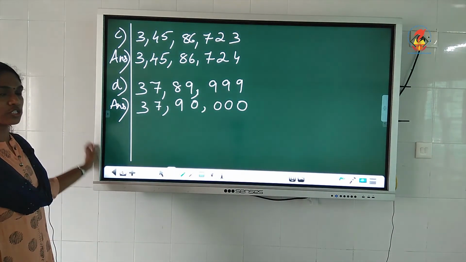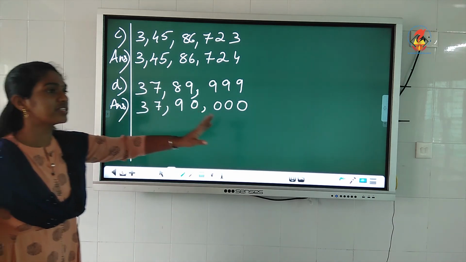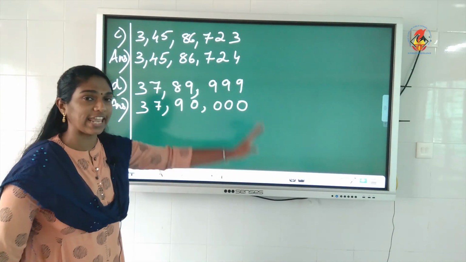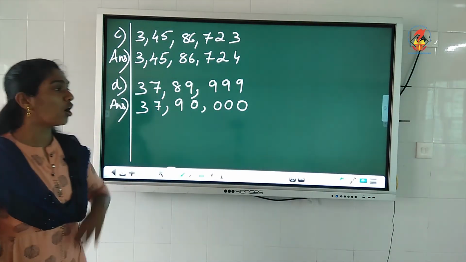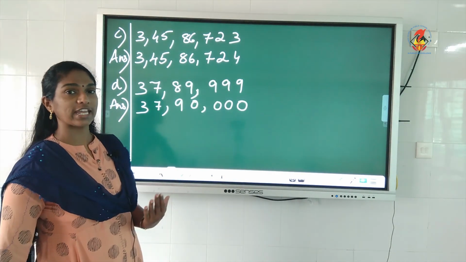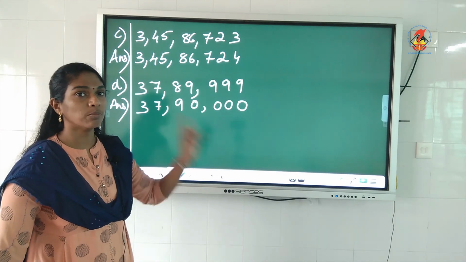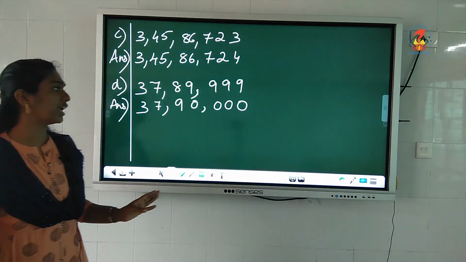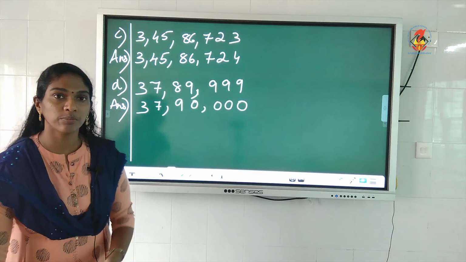Clear, children? So in predecessor, all the zeros at the end will become 9, and in successor, all the 9s will become 0 and the number before 9 should be made 1 more. Okay, children?